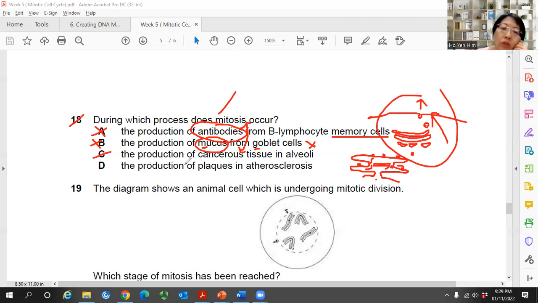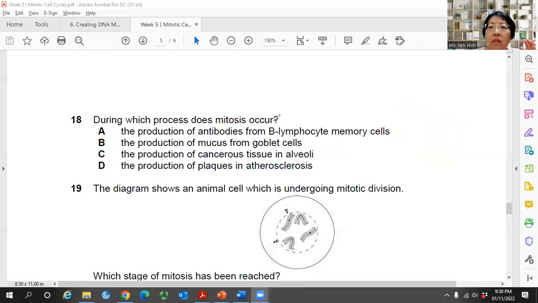D, the production of plaques in atherosclerosis. I don't think you know what D is. So therefore, when you do not know what D is, you choose the best answer. Best answer is C, full stop. Okay, you do not need to know what this is, okay? Doesn't matter, choose the best answer, right? Okay, that's for question 18. Answer correct or not? Right, correct. Then what else?